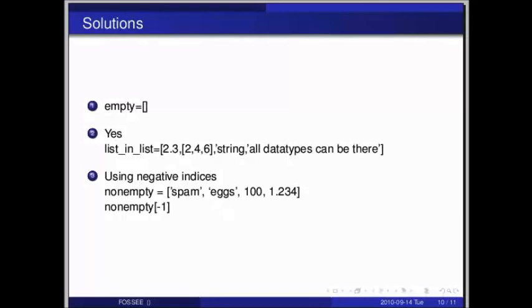Hence, list underscore in list is equal to within brackets 2, 3, then again in brackets 2, 4, 6, string, all data types can be there. And the final one, using negative indices we can access the list from the end. This is an example. Non-empty is equal to within square brackets spam, x, 100, 1.234. Then you can type non-empty then -1 in square brackets.